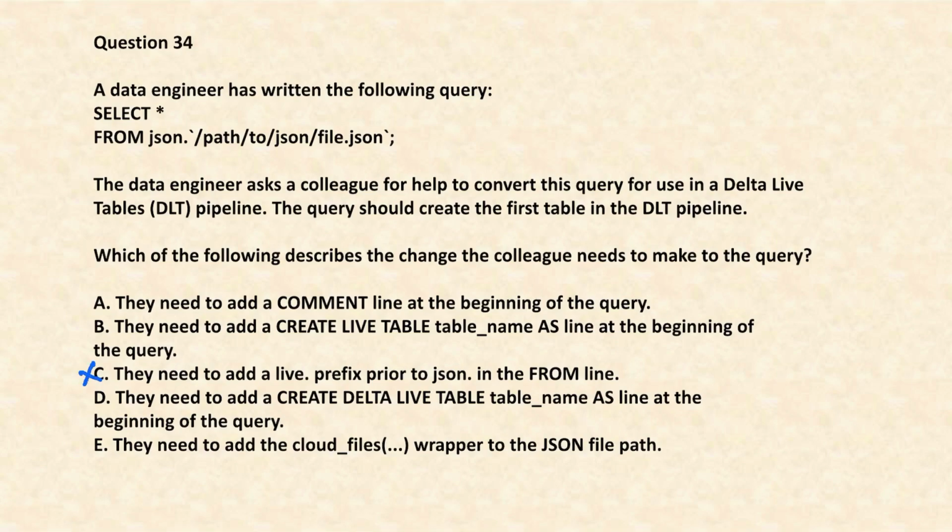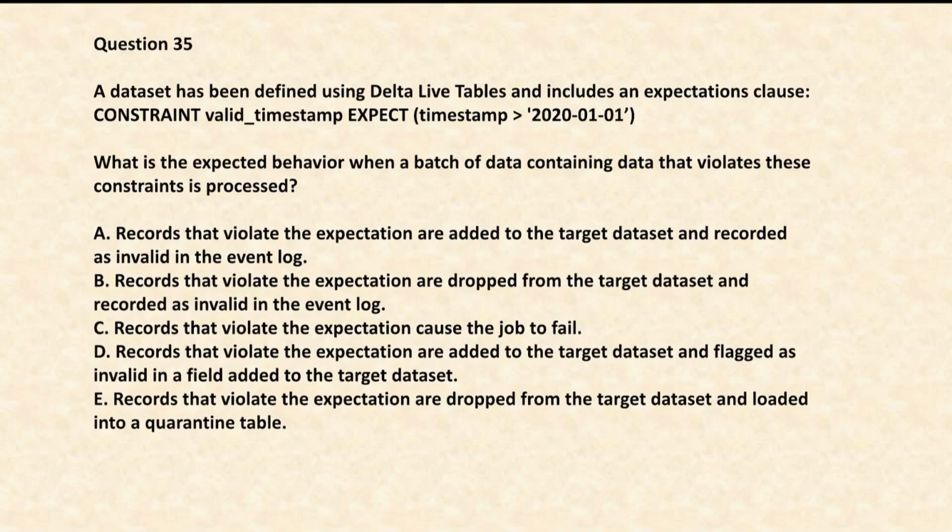No, it doesn't require the delta keyword, right? It only requires the live keyword as we saw in the documentation. Now, they need to add the cloud files wrap to the JSON. No, not required. So they need to create a live table basically keyword. A data set has been defined using Delta Live tables and include the expectations clause.